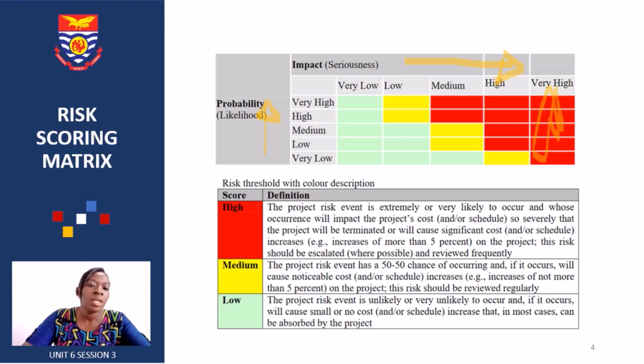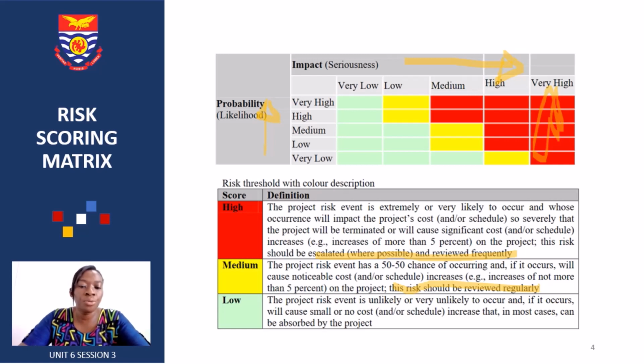So what the score means: if you have a high, that means the project risk event is extremely likely to occur, and its impact is that it's going to affect the cost and especially the schedule of the project. For such ones, it is very important that they be escalated where possible and reviewed very frequently. If it is medium, that means there's a 50-50 chance of it occurring, and the impact is also going to be half and half. But this one should also be reviewed regularly.